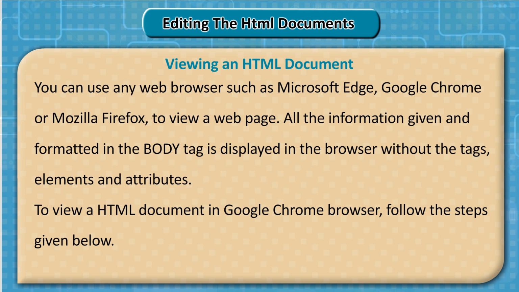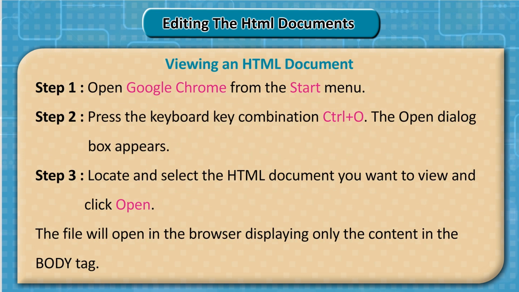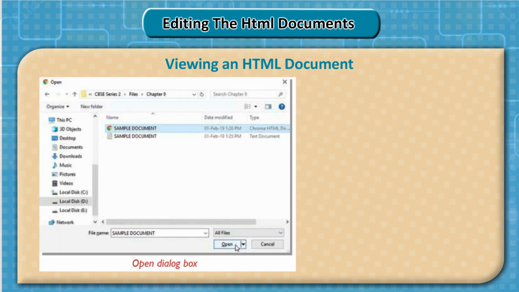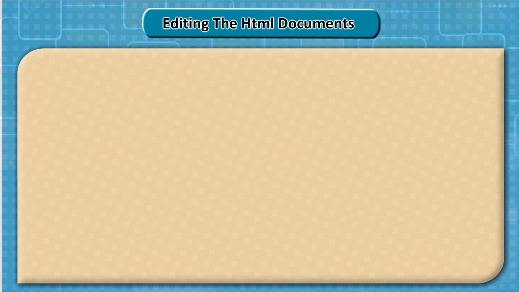To view an HTML document in Google Chrome browser, follow the steps given below. Step 1. Open Google Chrome from the Start menu. Step 2. Press the keyboard key combination Ctrl-O. The open dialog box appears. Step 3. Locate and select the HTML document you want to view and click Open. The file will open in the browser, displaying only the content in the body tag. Open dialog box. Viewing an HTML document in Google Chrome.